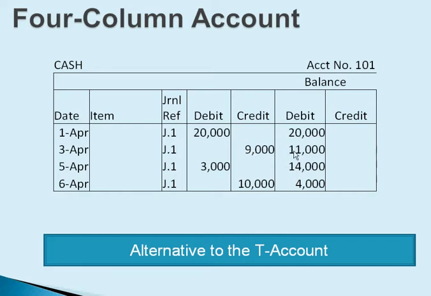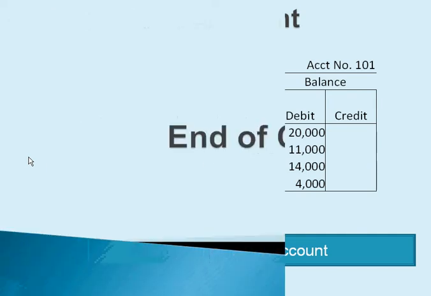Then we have the credit from April the 3rd. That reduces the balance to 11,000. We've got a debit on April the 5th. It increases it. The 10,000 on the 6th reduces the 4,000. So a 4-column ledger is more common in practice than, say, a T account. Okay, so that's why the 4-column account is presented here as an alternative to the T account.